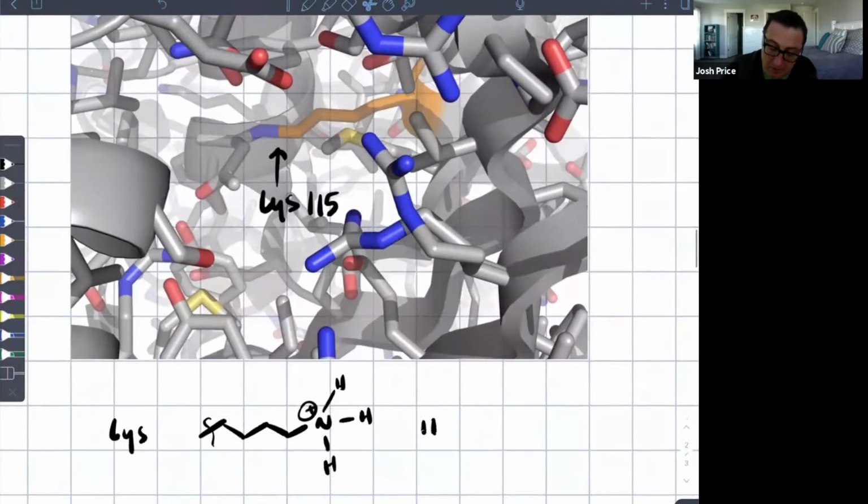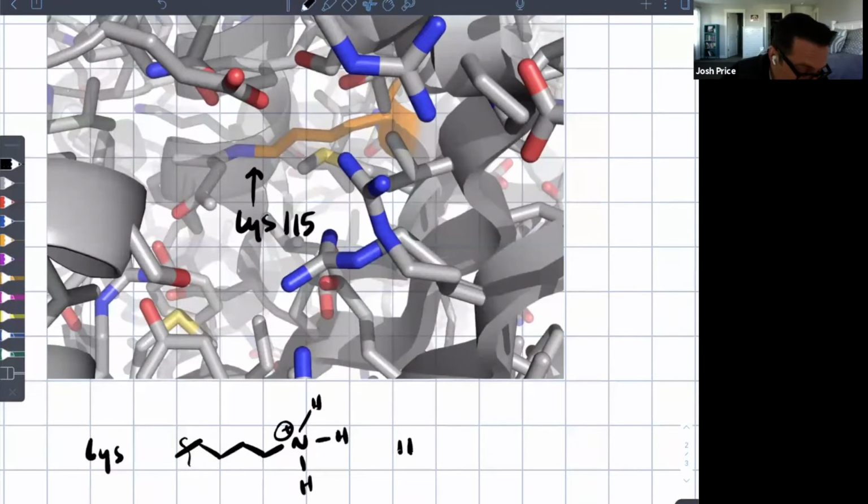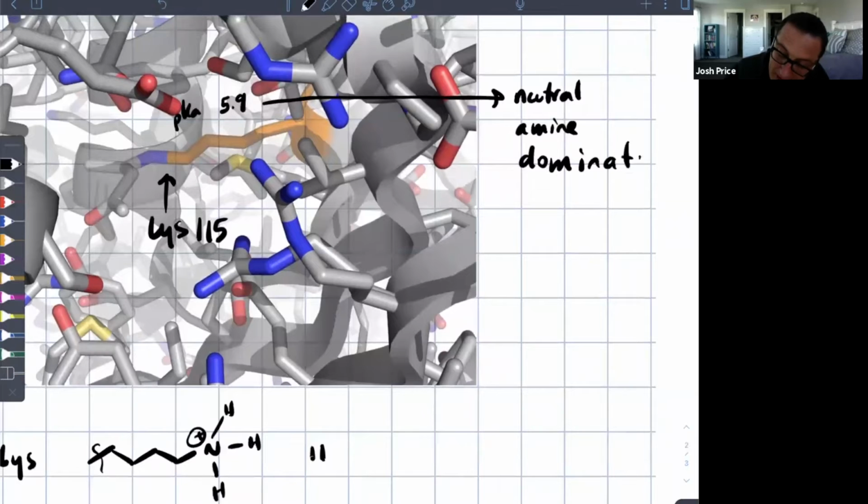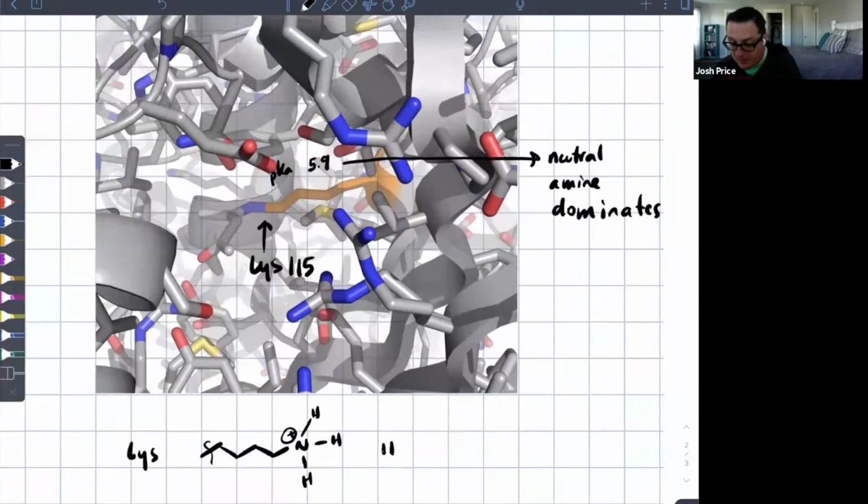However, within the active site, the pKa of that lysine side chain is 5.9, which means that now at physiological pH, the neutral amine form dominates, which is exactly what you need to have happen for the chemistry to occur.